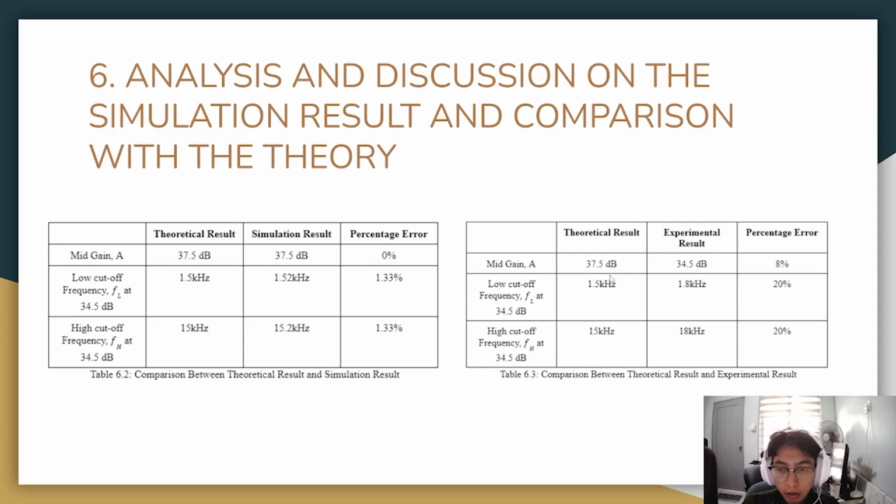So this is the comparison for theoretical and experimental result. For mid gain, the theoretical is 37.5, but from the experimental we get 34.5 dB, so the percentage error is 8%. And for FL, the experimental we get is 1.8 kilohertz, so it has around 300 hertz difference. So the percentage error is 20%, and for FH the theoretical is 15 kilohertz while experimental is 18 kilohertz, and the percentage error is 20%.